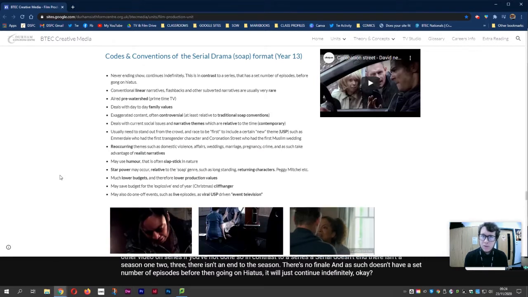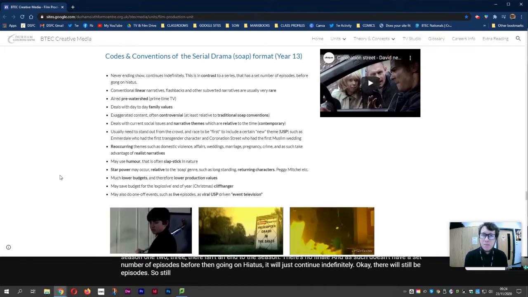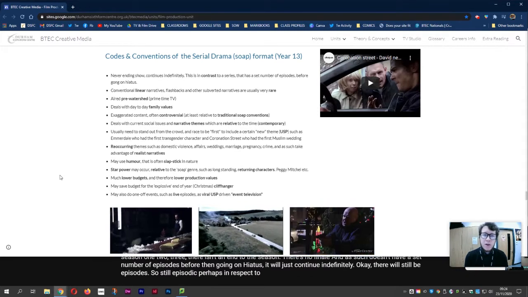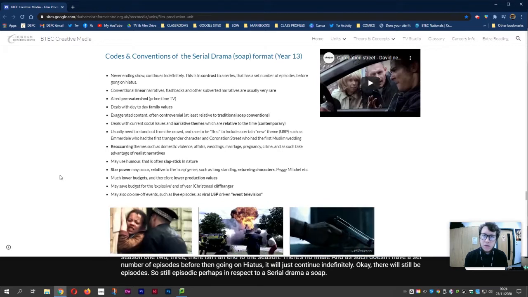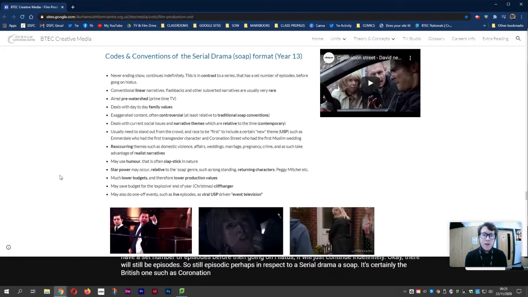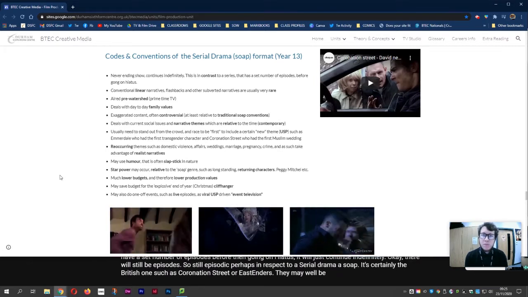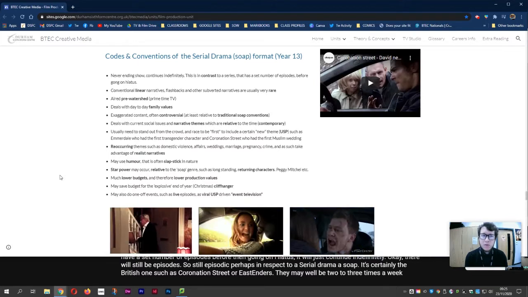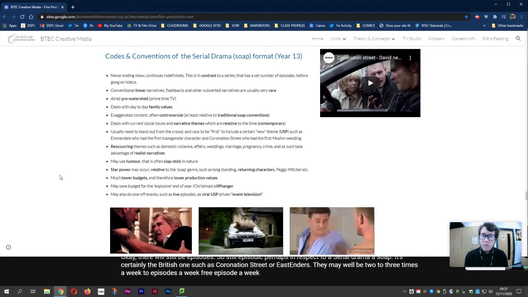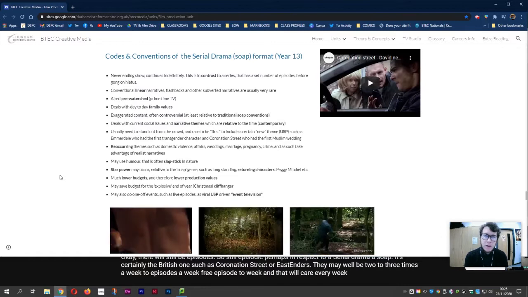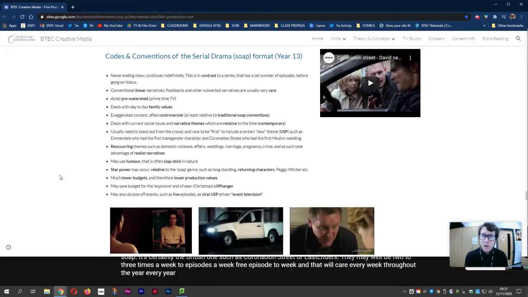There will still be episodes, so it's still episodic. In respect to a serial drama or soap, certainly the British ones such as Coronation Street or EastEnders, they may well be two to three times a week, two episodes a week, three episodes a week, and that will occur every week, throughout the year, every year, until perhaps the soap gets cancelled.